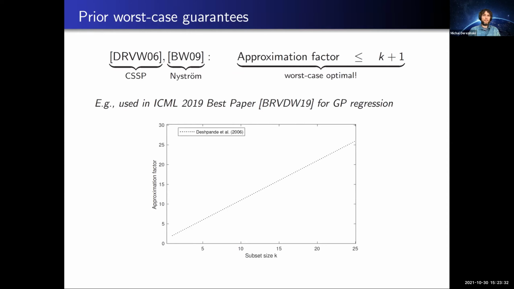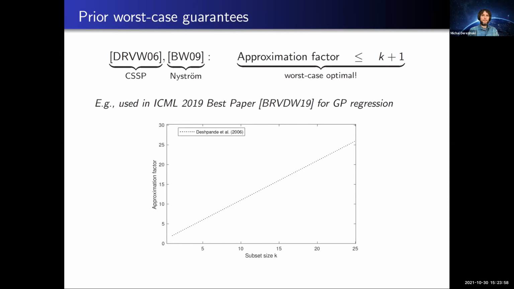The above bound is, in fact, worst case optimal in that there are problem instances for which this factor k plus 1 cannot be improved. But these results are still somewhat unsatisfying because they suggest that the cost of interpretability gets progressively higher as the rank parameter k grows, as you can see in the plot. But this is actually not generally observed in practice.